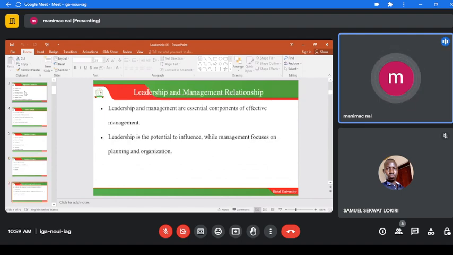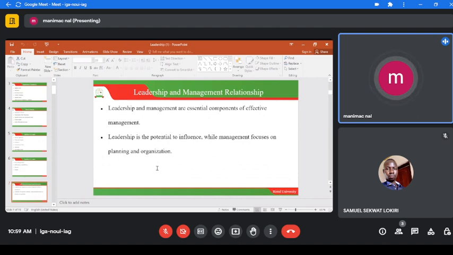Okay. Further still, we shall also look at the relationship between leadership and management. Well, there are so many relationships, or a number of points that we can relate between leadership and management, because we believe the two concepts are very essential to be used in a way that will help us to have effective management.